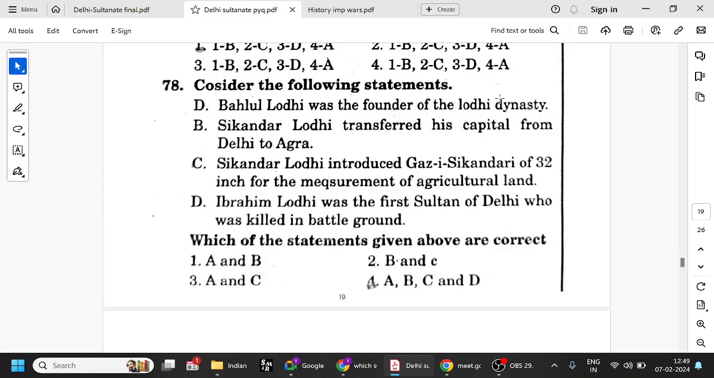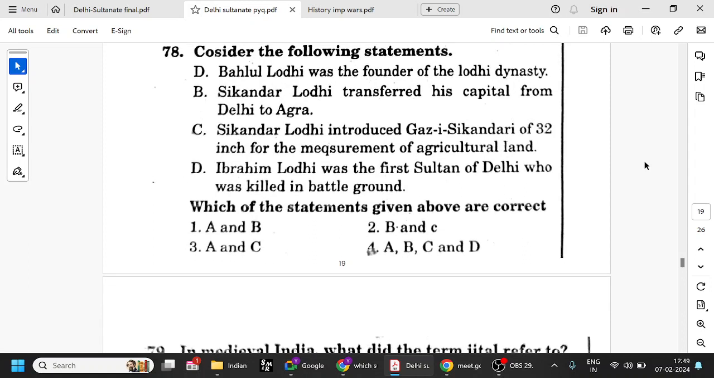Bahlul Lodi was the founder of the Lodi dynasty, which is true. The first one is Bahlul Lodi, the last one is Ibrahim Lodi. Sikandar Lodi transferred his capital from Delhi to Agra. Yes, we've seen just now, very important. He introduced Gaz-i-Sikandari for 32-inch measurement of agricultural land. This is also true. Ibrahim Lodi was the first Sultan of Delhi who was killed on the battleground, because he was the last ruler of the Lodi dynasty, and he was killed by Babur in the Battle of Panipat in 1526. So that is also true.